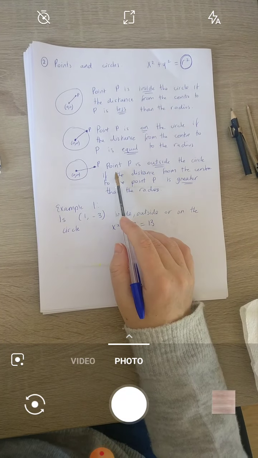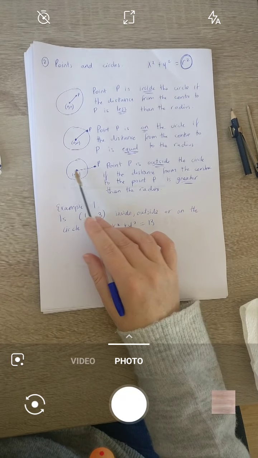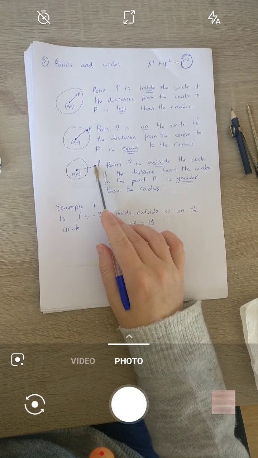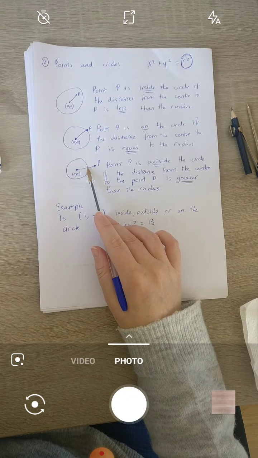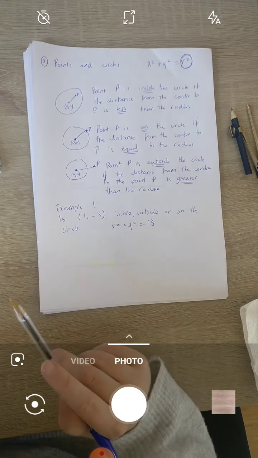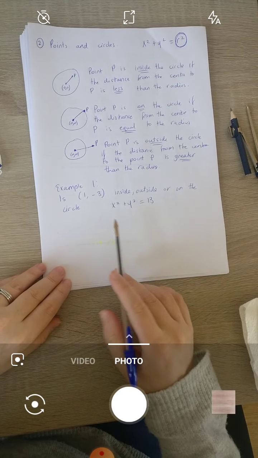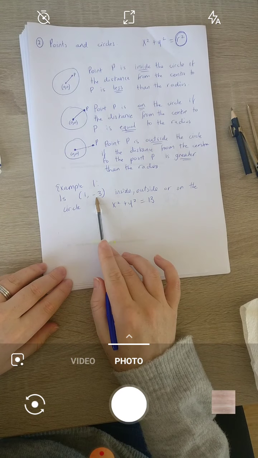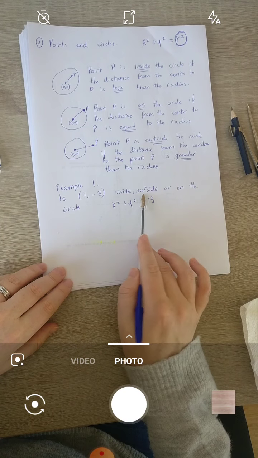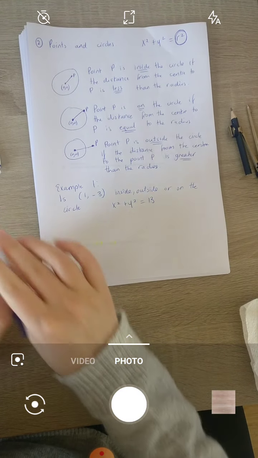And then lastly, the point P is outside the circle if the distance from the center to the point P is greater than the radius, which makes sense because it's bigger than the radius. So it has to be outside if it's bigger than the radius. So let's look at how this would be asked in a question. Is the point (1, -3) inside, outside, or on the circle x squared plus y squared equals 13?